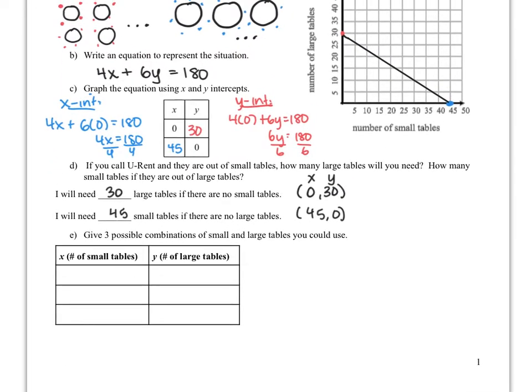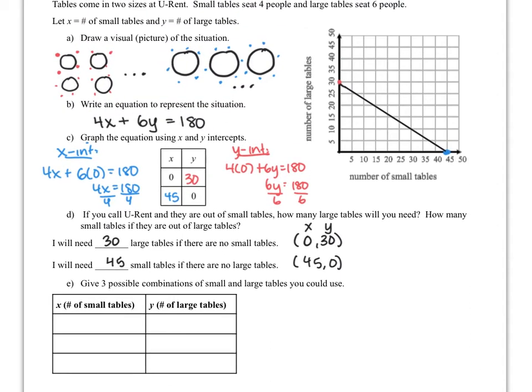tables. So then we're going to find 3 possible combinations of small and large tables that we can use. This is where it's really important that you've graphed your line using a ruler. If you've just kind of sketched it freehand, you're probably going to have trouble coming up with these combinations. So I already have 2. I have these combinations here, which I'll fill in my table in a second. And then I can use my graph to find some other combinations, but I'm also going to check it using algebra.